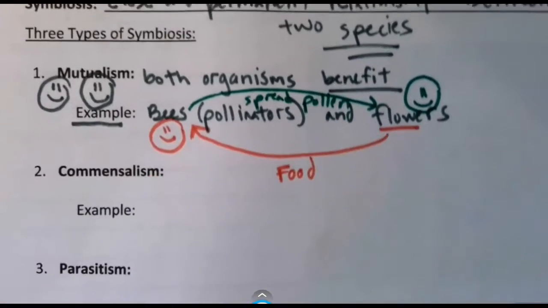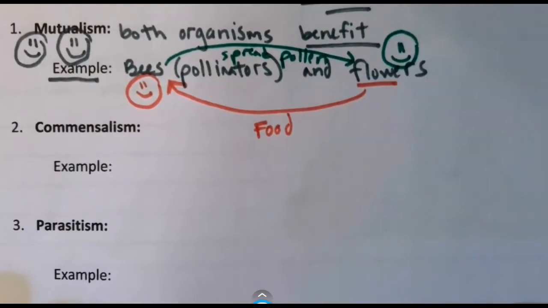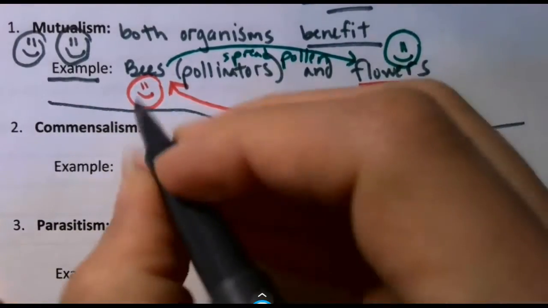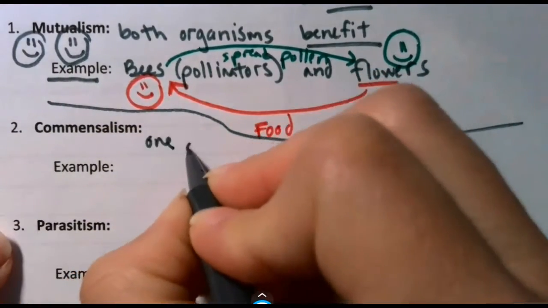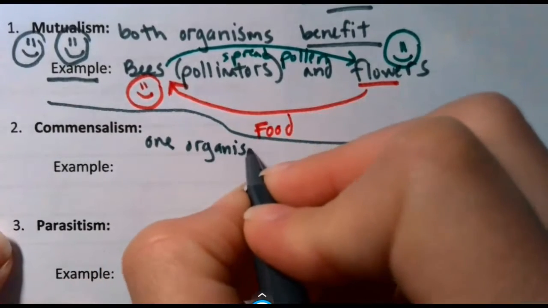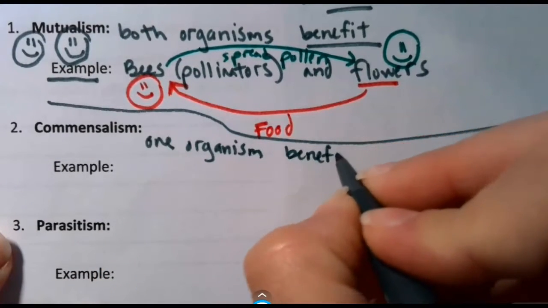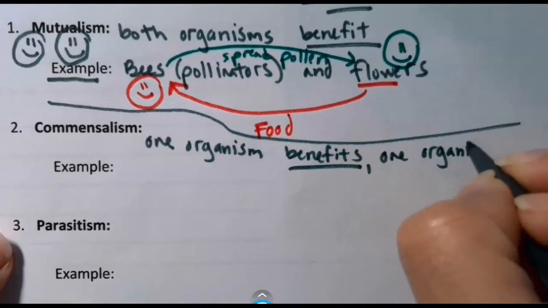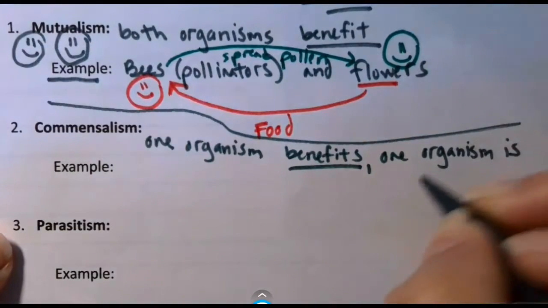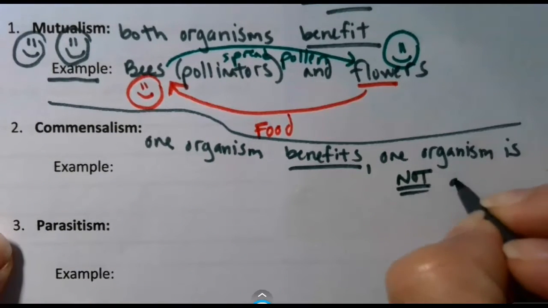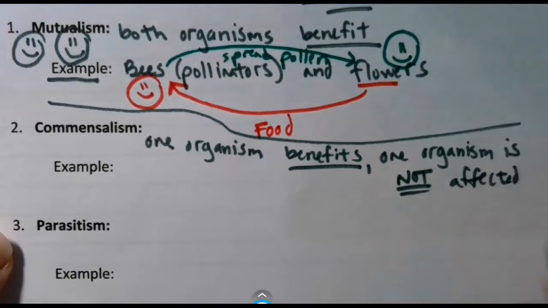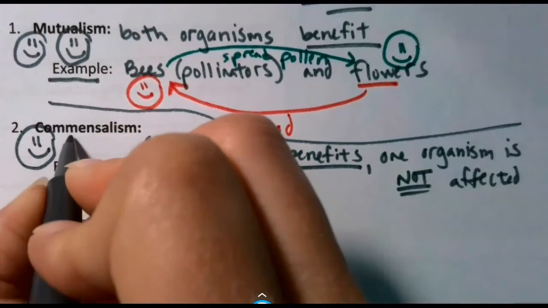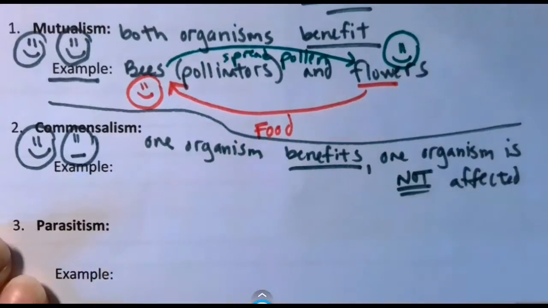Commensalism is our second example of symbiosis. Commensalism is when, I'll draw a line here, one organism benefits and one organism is not affected. So we call this a one organism benefits smiley face. One organism just doesn't care. It doesn't affect the organism.